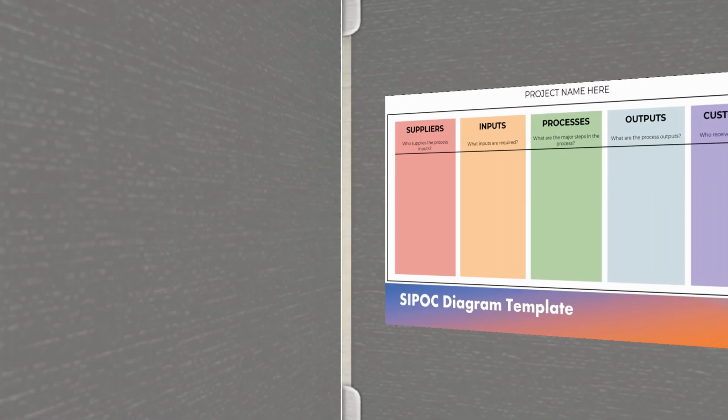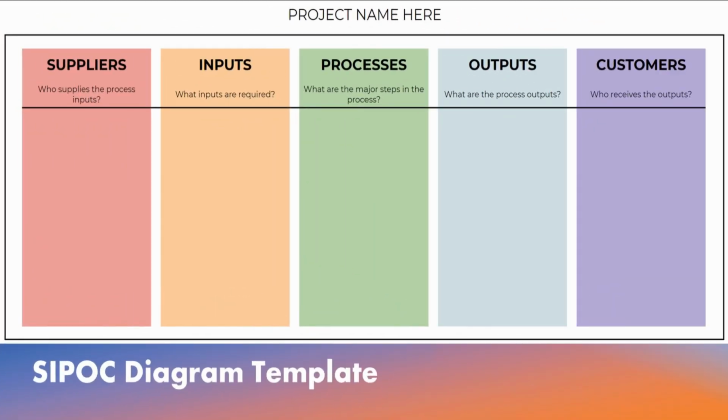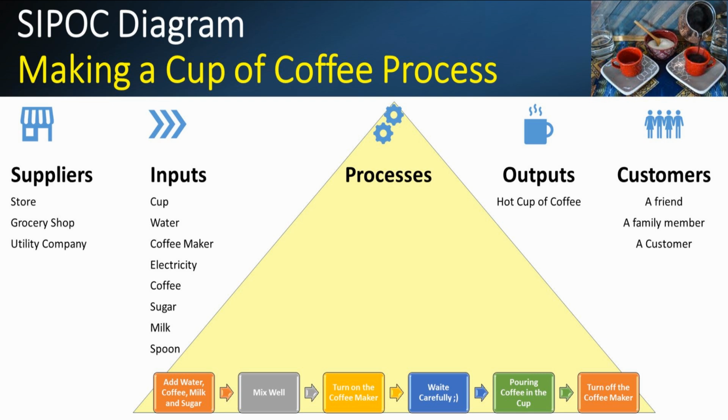SIPOC diagram template. Here is a template of a SIPOC diagram. On the left, we have suppliers, followed by inputs, process, outputs, and finally customers on the right. Example 1. Making a cup of coffee. Let's take the example of making a cup of coffee.